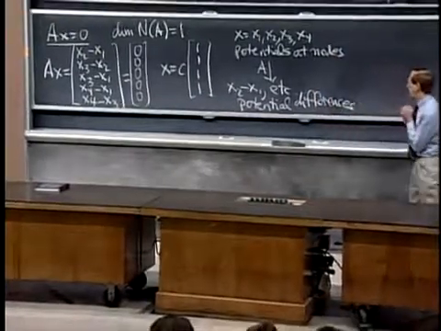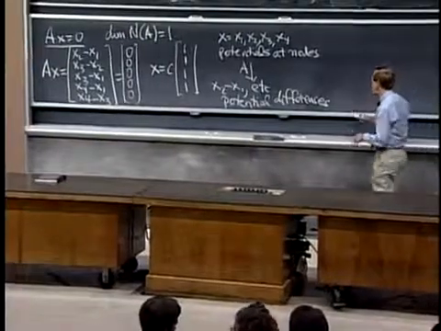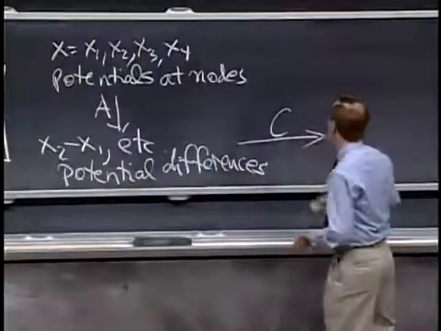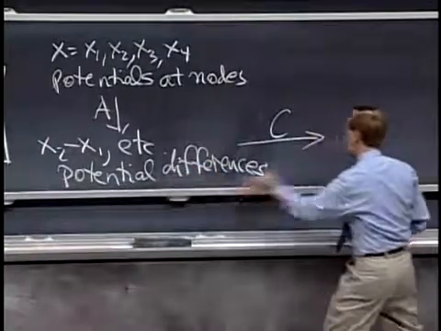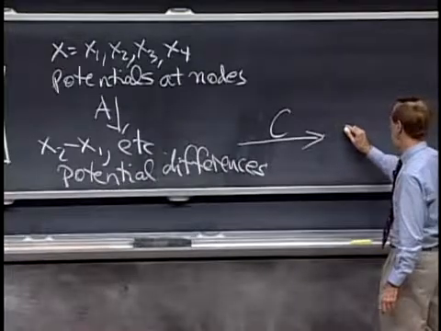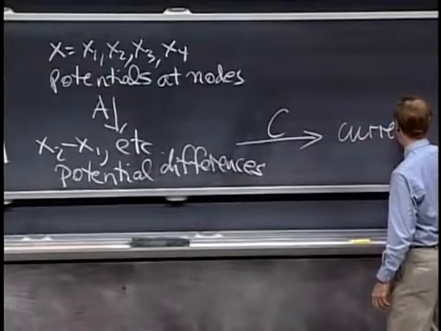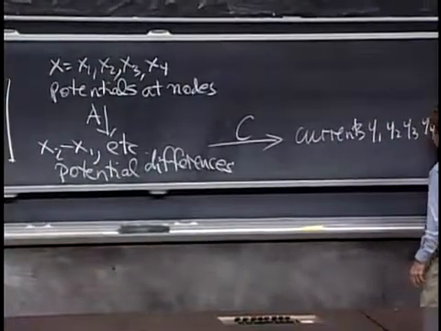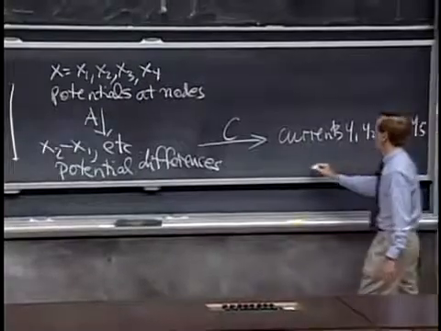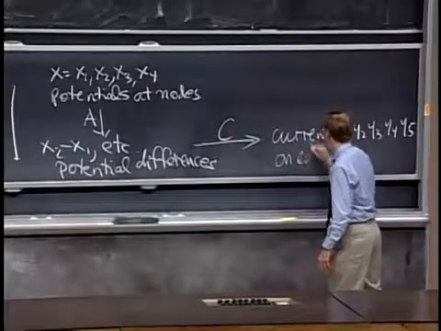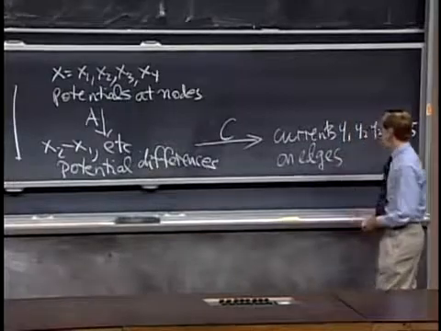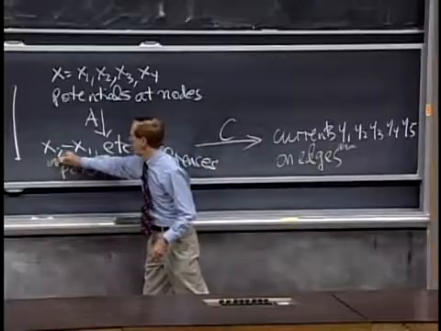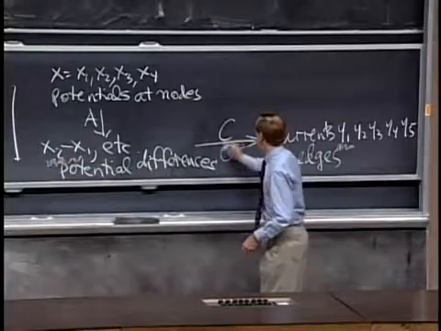Here's the great picture of applied mathematics. So let me complete that. There's a matrix that I'll call C that connects potential differences to currents. These are currents on the edges, y1, y2, y3, y4, and y5. And this relation between current and potential difference is Ohm's law. This here is Ohm's law.